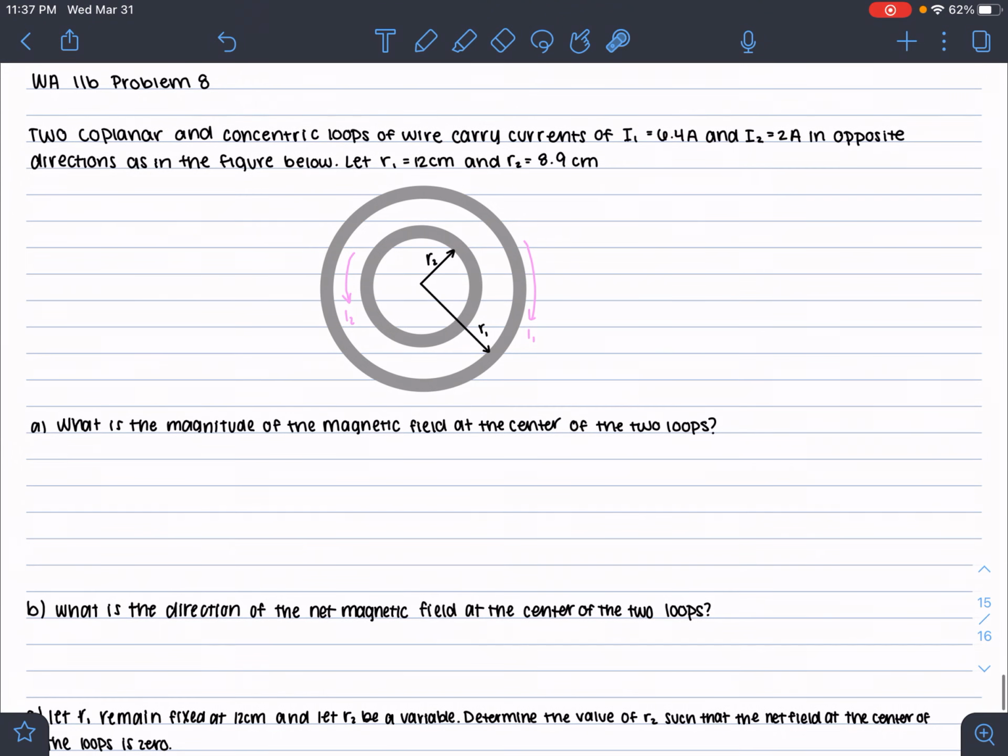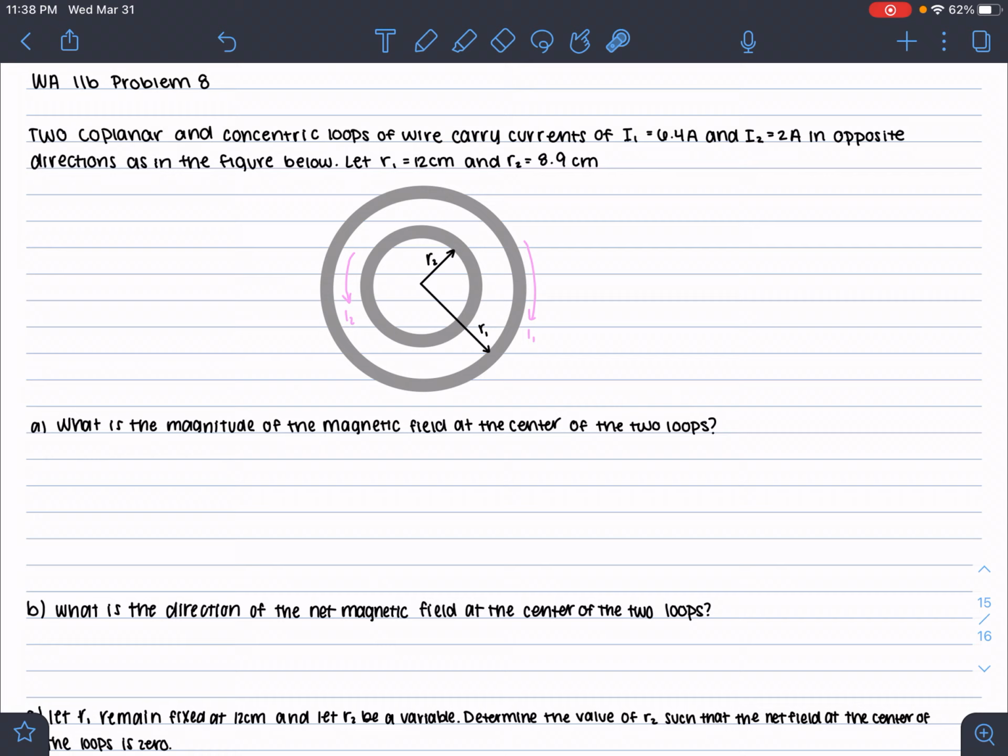I'm doing WebAssign 11b problem 8, which says two coplanar and concentric loops of wire carry currents of I1 equal to 6.4 amps and I2 equal to 2 amps in opposite directions as in the figure below. Let R1 equal 12 centimeters and R2 equal 8.9 centimeters. So this is the picture, and we have the two loops here. This is I1 and radius 1, radius 2, I2.